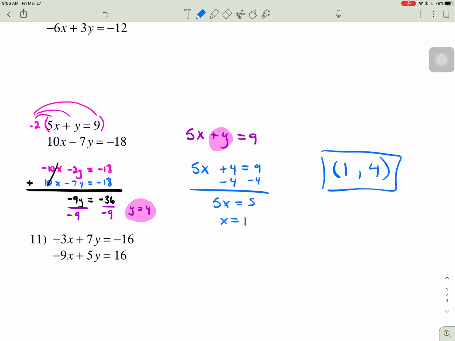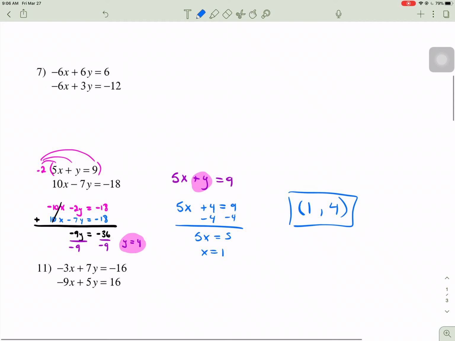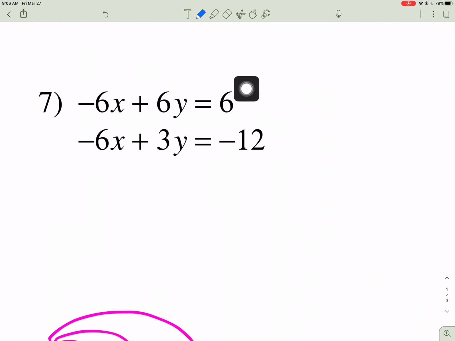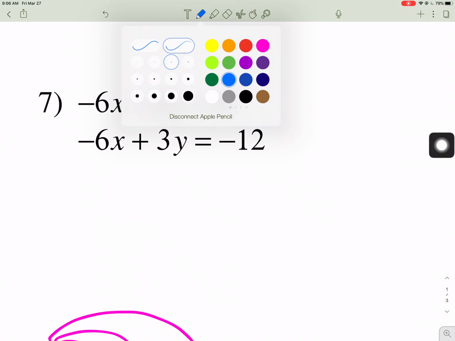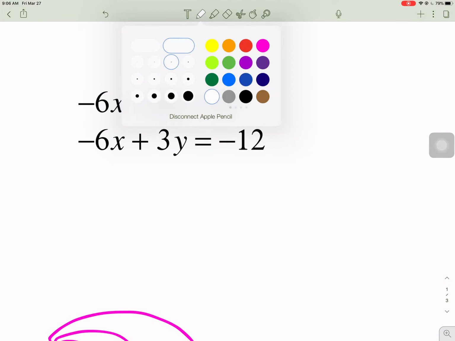Okay? Now, remember, you want the signs to be opposite so you can add them together. So sometimes you look at a problem and it looks like it's already going to be set up for elimination, but if we look at number 7 here, oh, negative 6x and negative 6x, they're not opposites, but there's a really easy fix to this, right? So I'm just going to set this one up for you. I'm not going to finish it and solve it, but let's set it up.